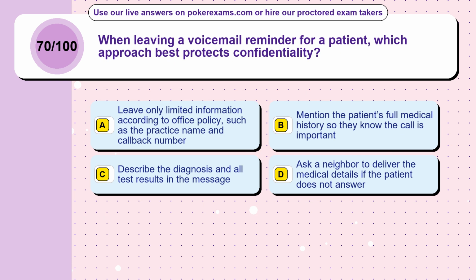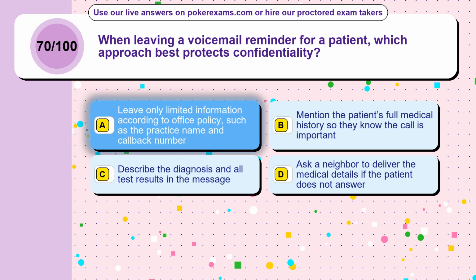Question 70. When leaving a voicemail reminder for a patient, which approach best protects confidentiality? Option A. Leave only limited information according to office policy, such as the practice name and callback number. Option B. Mention the patient's full medical history so they know the call is important. Option C. Describe the diagnosis and all test results in the message. Option D. Ask a neighbor to deliver the medical details if the patient does not answer.